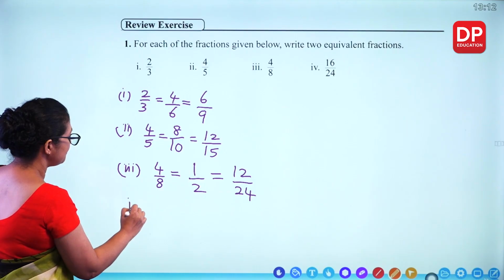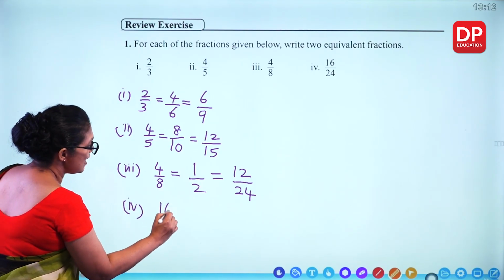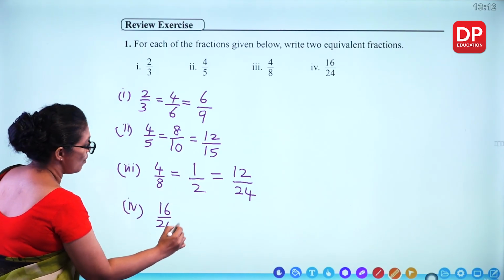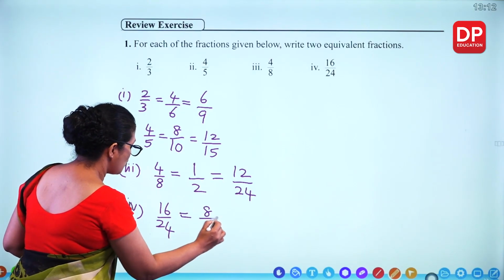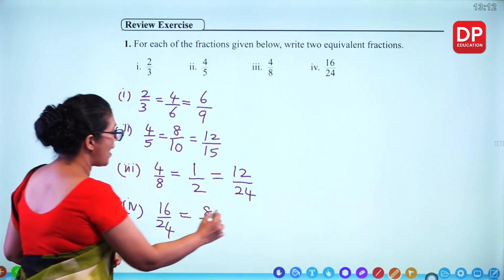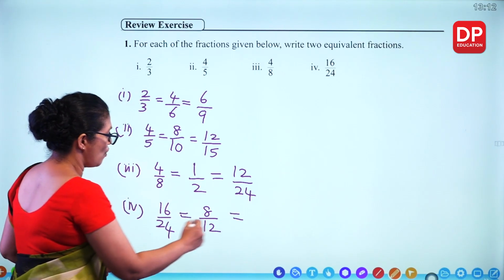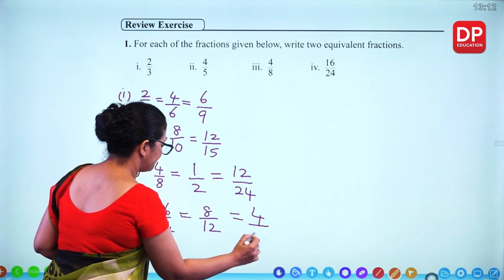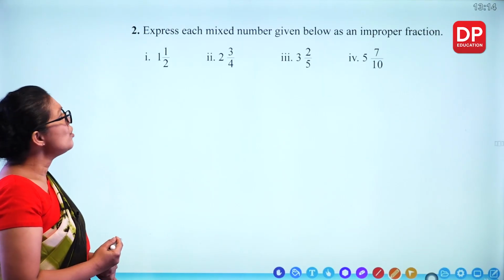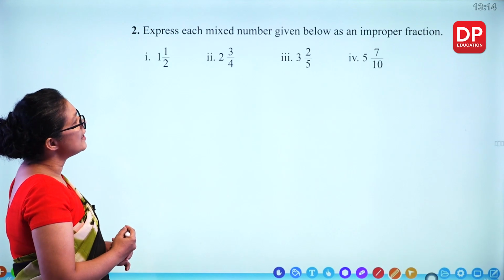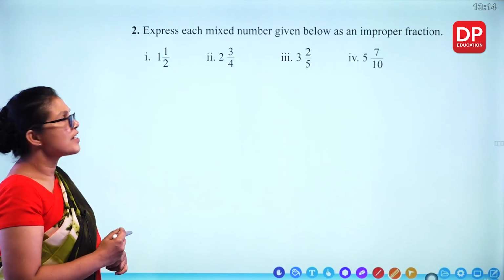Fourth one, 16 over 24. I can divide by 2: 8 over 12. Or I can divide by 4: 4 over 6. Question number 2. Express each mixed number given below as an improper fraction.